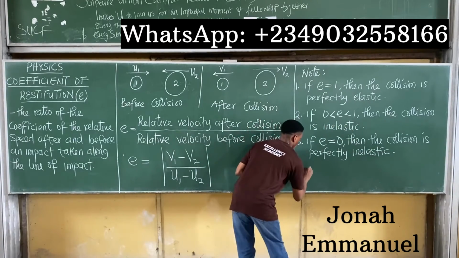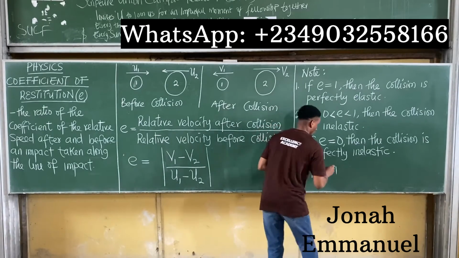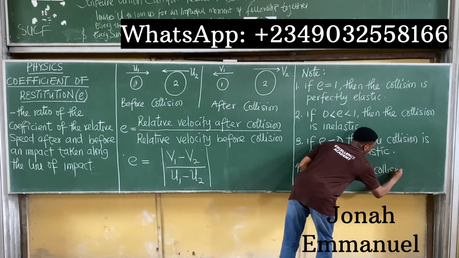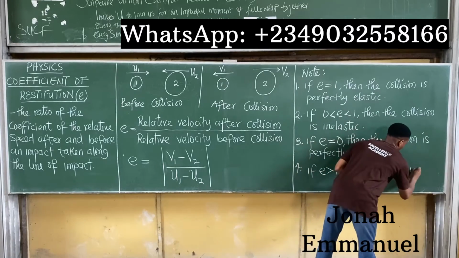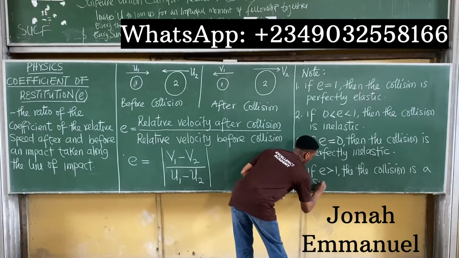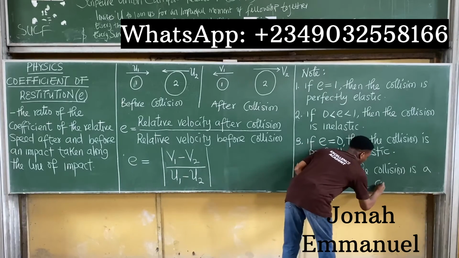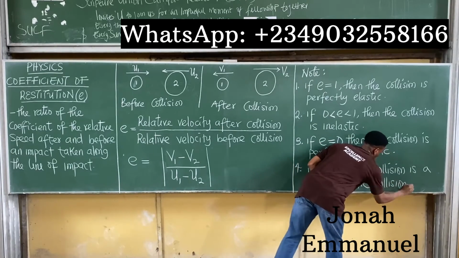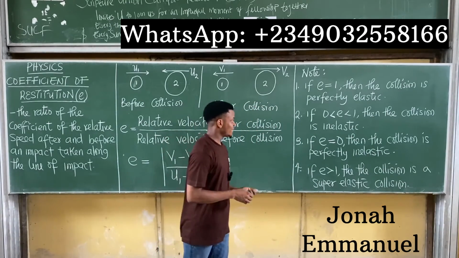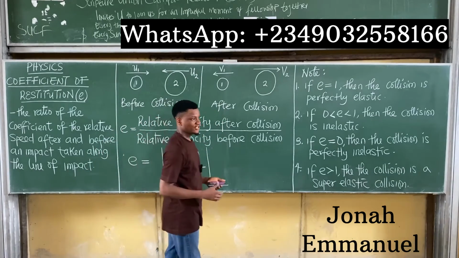Number four, what if the coefficient of restitution is greater than 1? What happens? Then the collision is a superelastic collision. All right, so these are the four conditions when it comes to using the concept of coefficient of restitution.